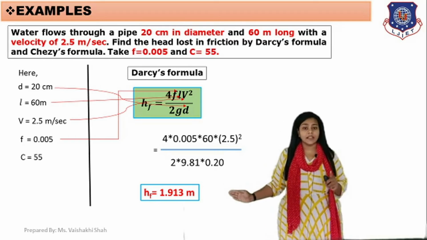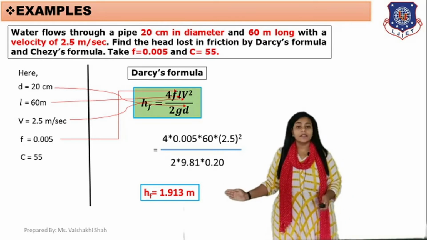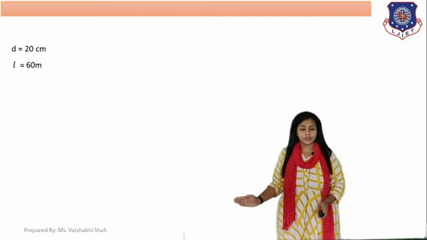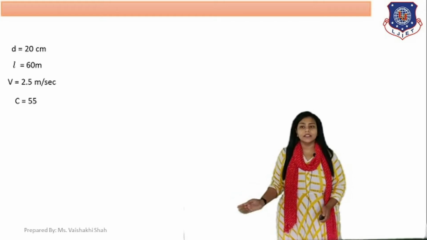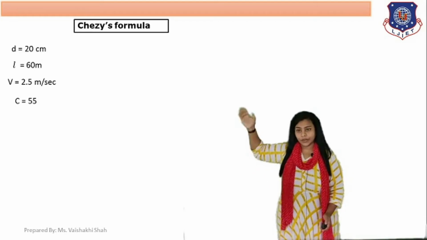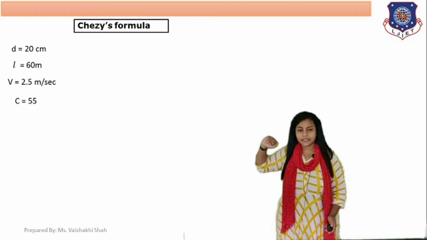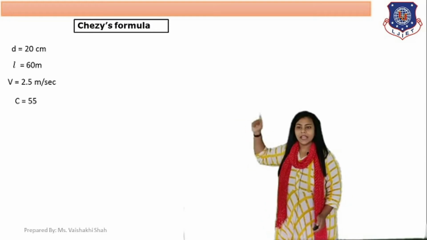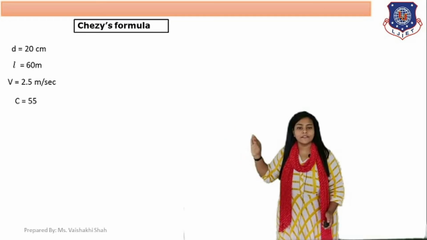Now HF, that is head loss due to friction. In the next step we will find out HF by Chezy's equation. Okay, this is the data given: D 20 centimeter, L 60 meter, V 2.5 meter per second, and C is 55.